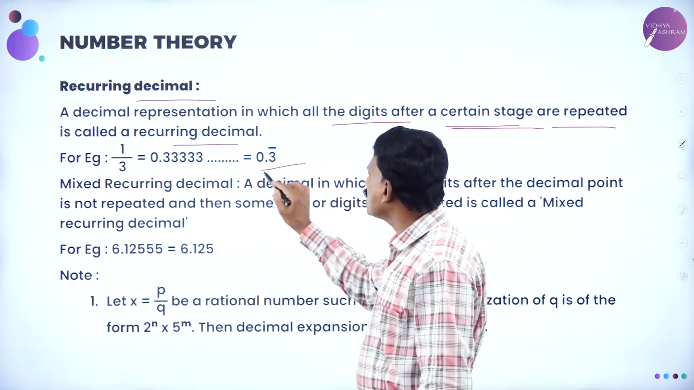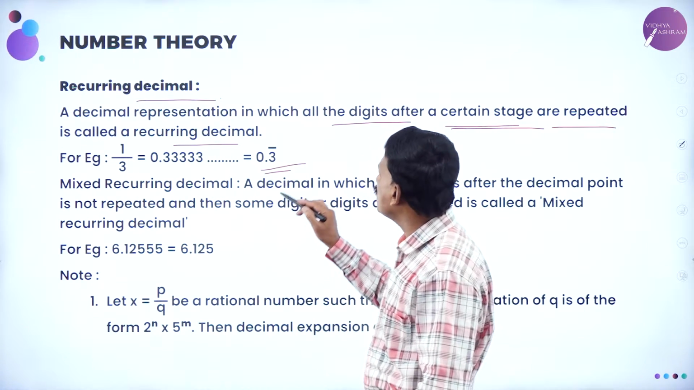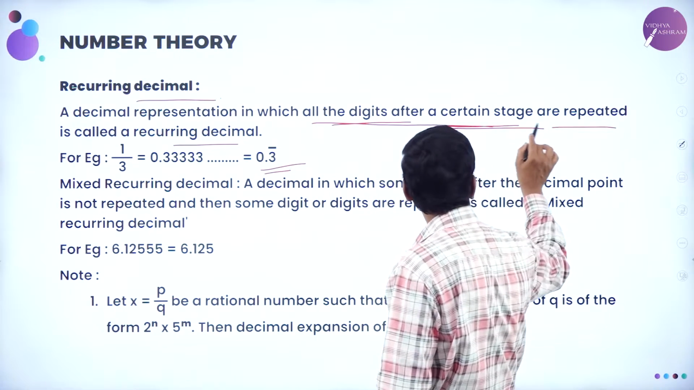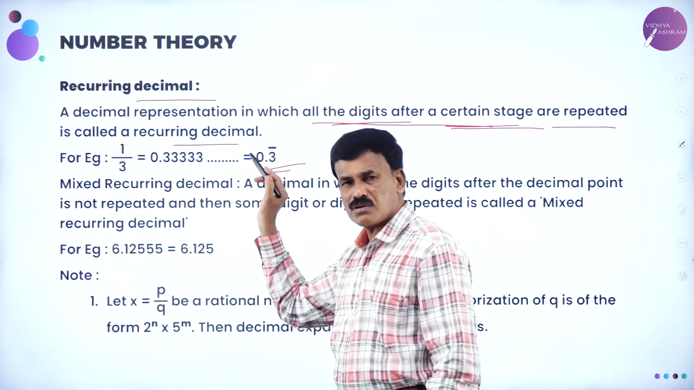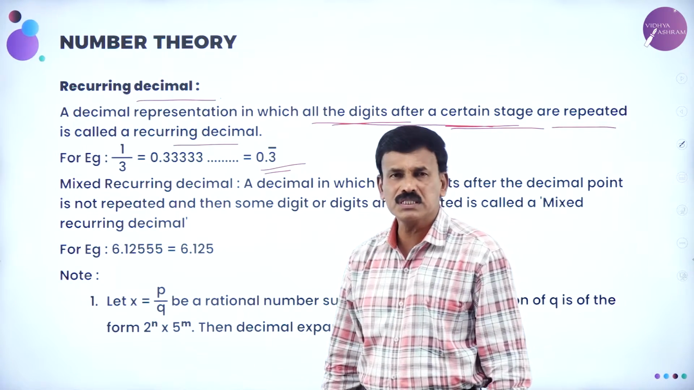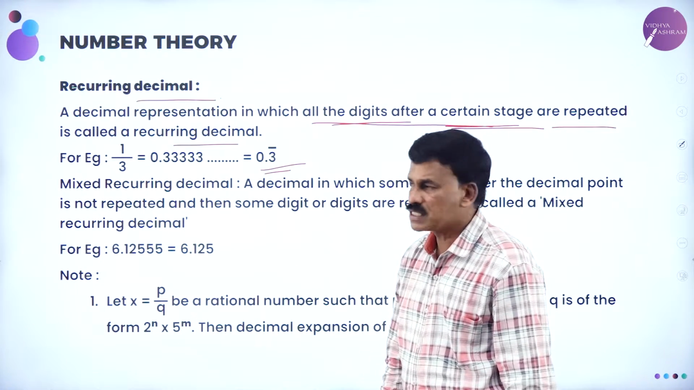So, therefore, this is 0.3 bar. This is an example of a recurring decimal, that means a decimal representation in which all the digits after a certain stage repeat. It goes on, repeats. Here 3 repeats. So 0.333... is nothing but 0.3 bar, which is an example of a recurring decimal.